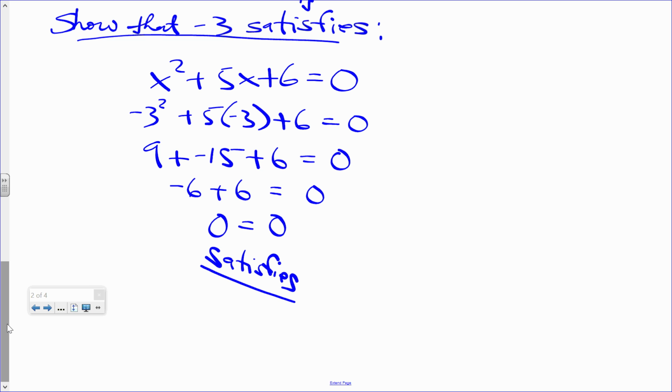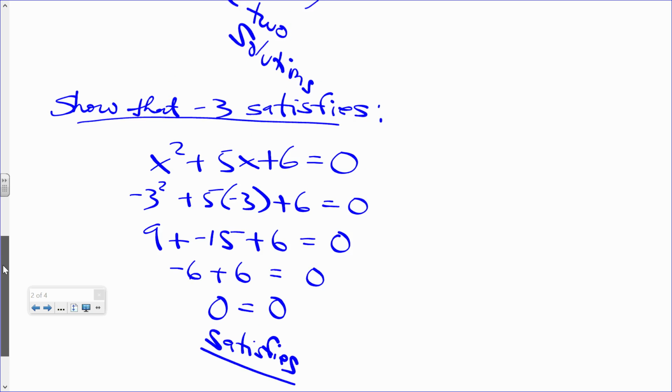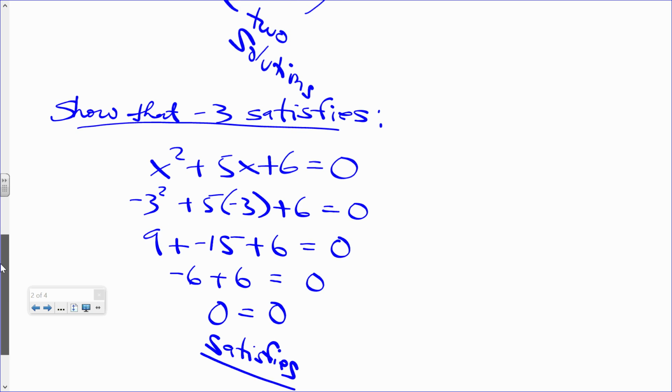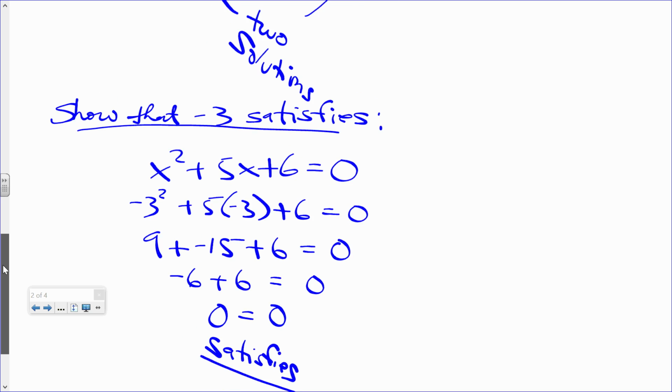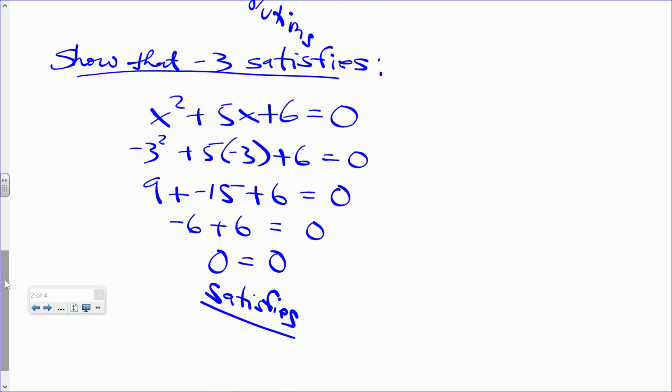Negative 2 would also work. All I did is check one of the solutions, but you can trust me that negative 2 satisfies also. Knock yourself out, check it on your own. All I did was replace x with negative 3, then simplify. Right? This is the equation we started off with right here.